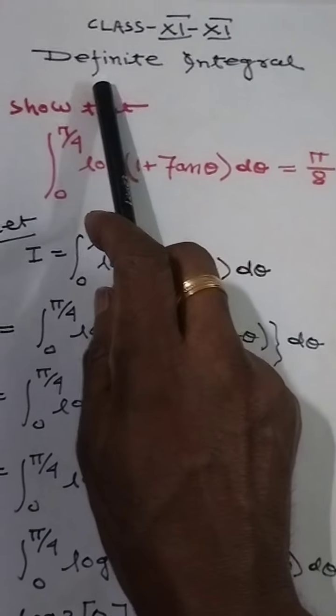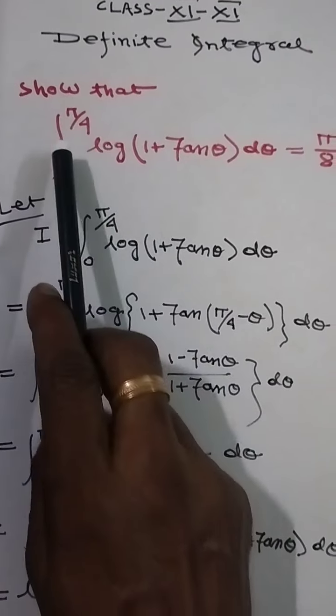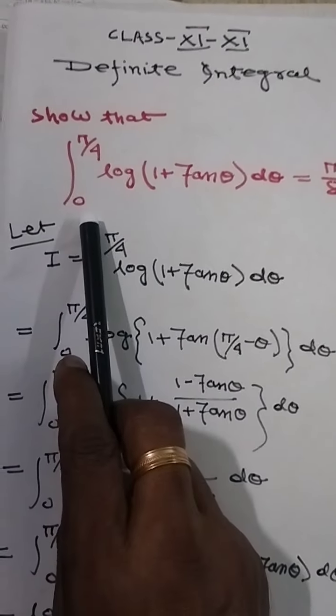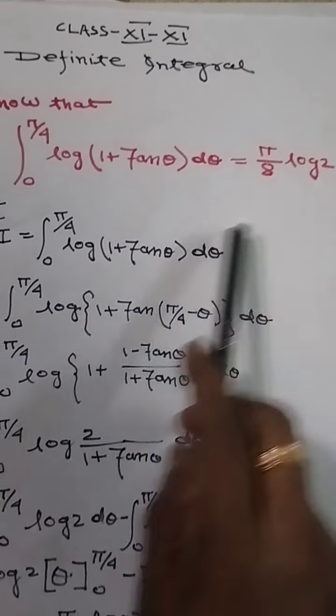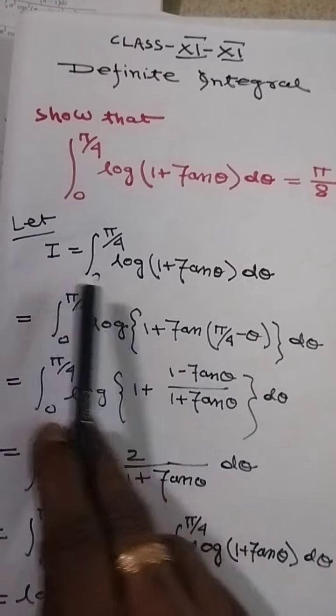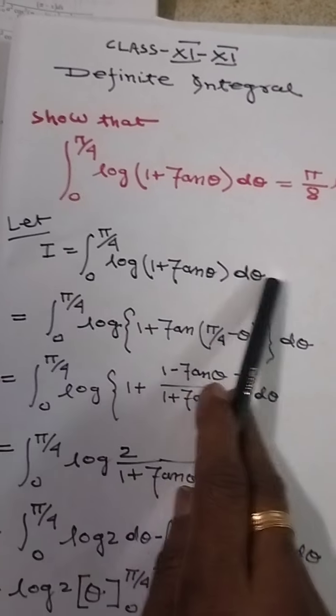Class 11, 12 definite integral: prove that the integral from 0 to pi by 4 of log(1 plus tan theta) d theta equals pi by 8 log 2. We write this equation here as I.